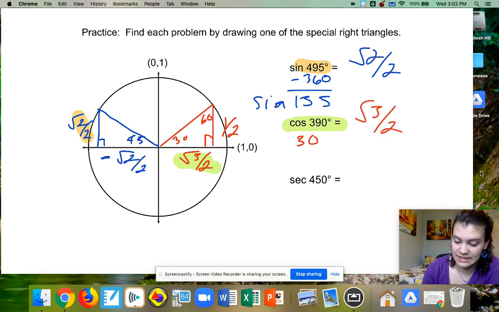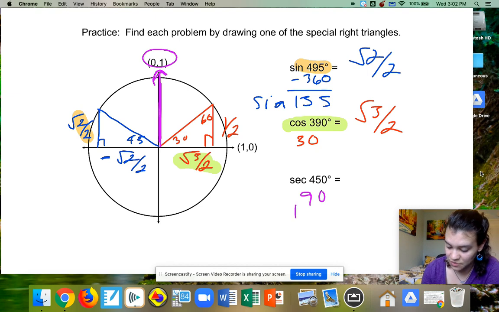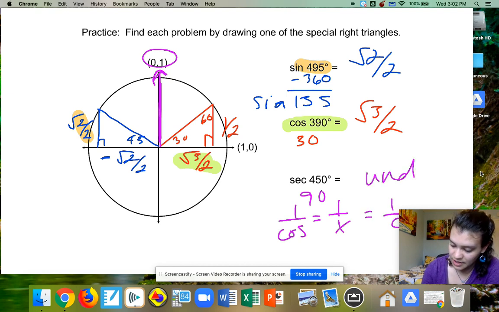And then if we're doing secant of 450, subtract 360 and you get 90, so we're right here. And we have our xy coordinate. So secant is 1 over cosine, which is going to be 1 over x, or 1 over 0. So this is undefined.